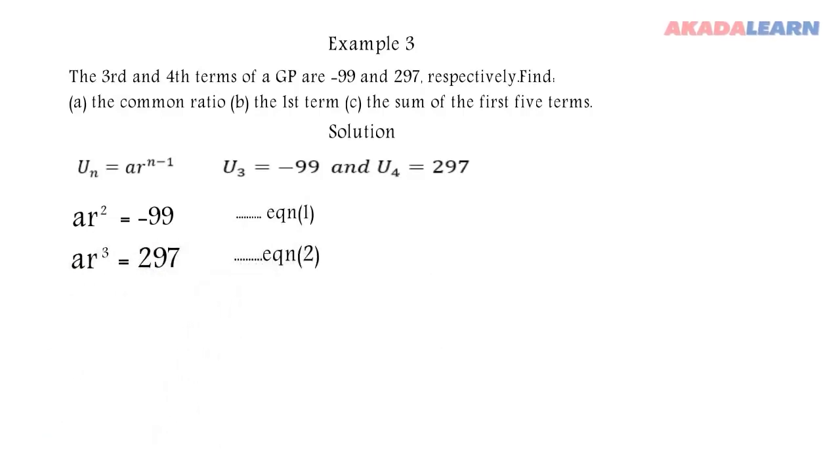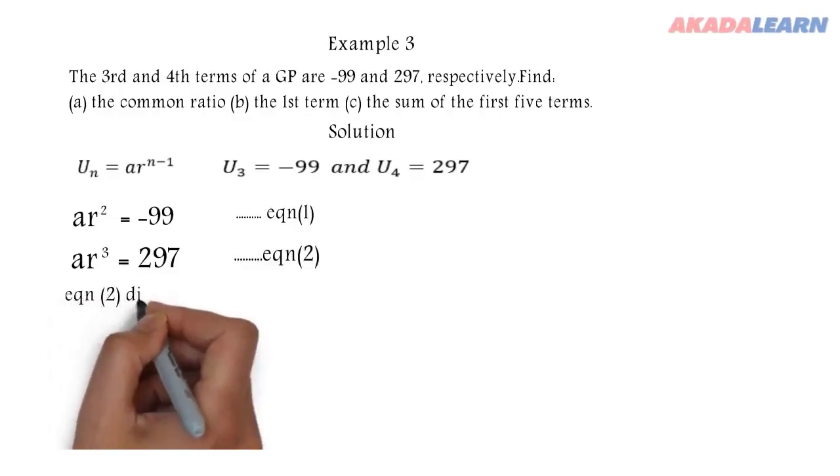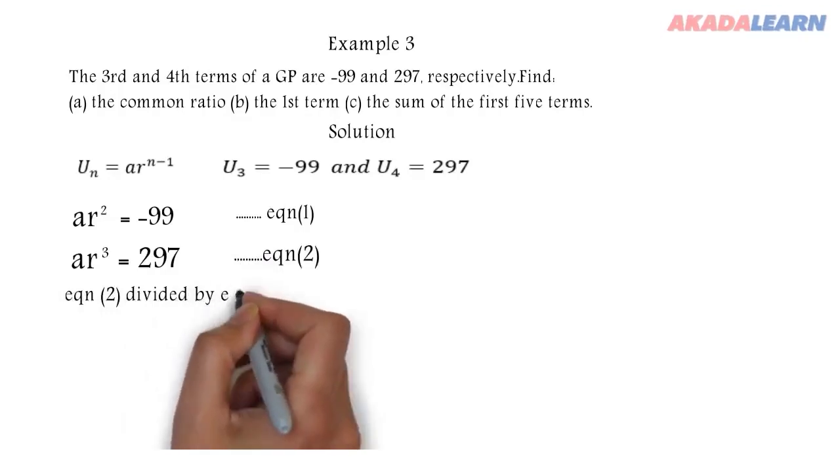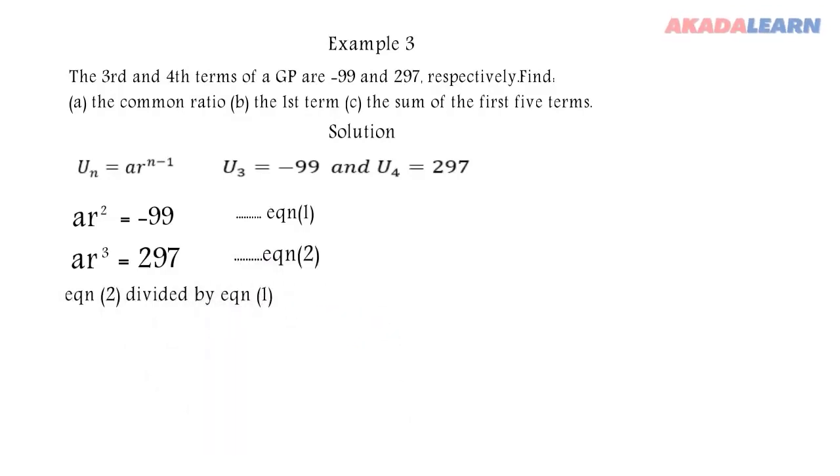So let's call that equation 2. We are going to first get our common ratio, and we are going to do that by dividing equation 2 by equation 1. So we have ar^3 divided by ar^2 is equal to 297 divided by -99. And when we simplify that, we have our r to be equal to -3. So our common ratio is -3.